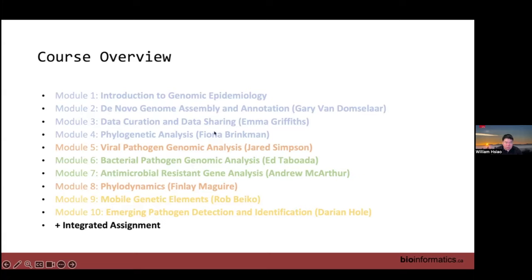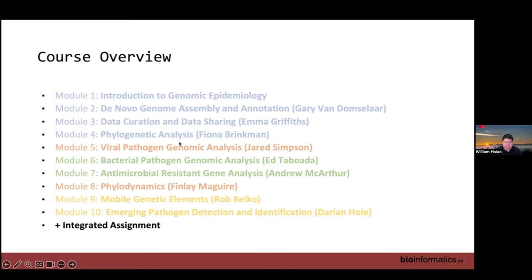There are 10 modules, as I mentioned. We're in module one, which is the introduction to genomic epidemiology. As you'll see, I color coded these modules. The first four you can consider a bit more foundational material. We'll look at de novo genomic assembly and annotation. We mainly focus on bacterial genomes, but it gives you an overall sense of how we deal with sequence data. The third module, which we started to offer last year and had great feedback, is on data curation and data sharing, and I'll touch on that in my own lecture a little bit as well.